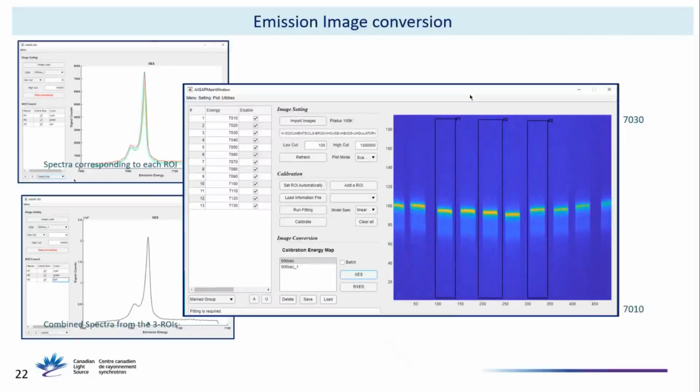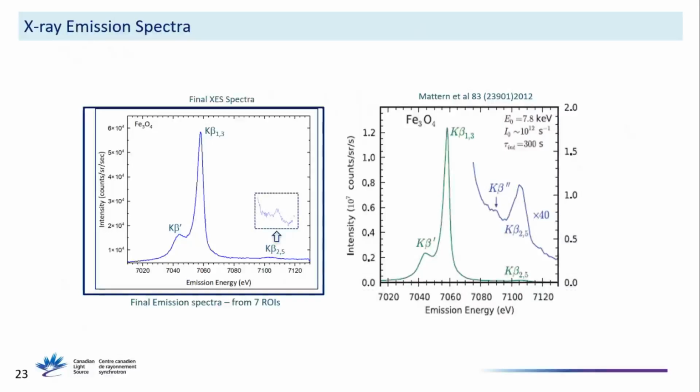That's what it looks like. So you take as many regions of interest as you want, and then it will be fitted to the actual image. Then you get the final spectra.